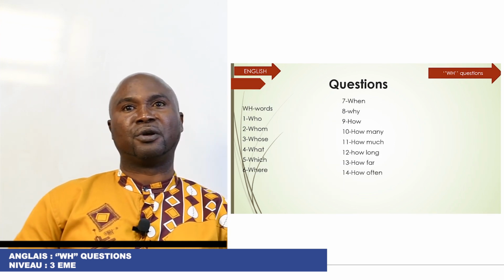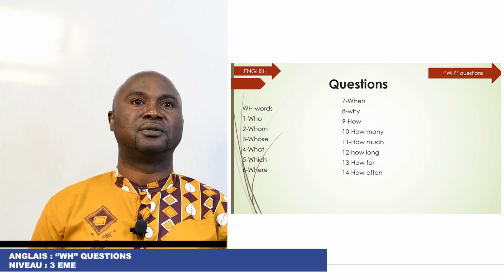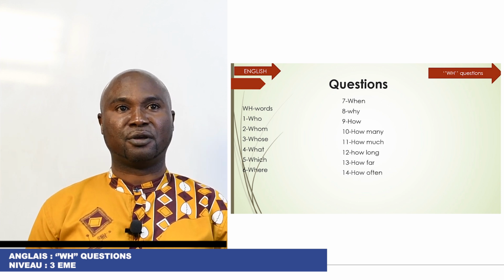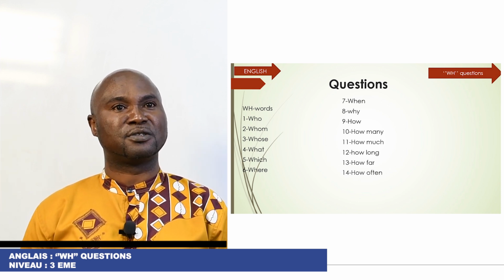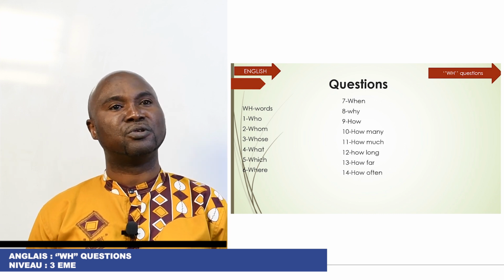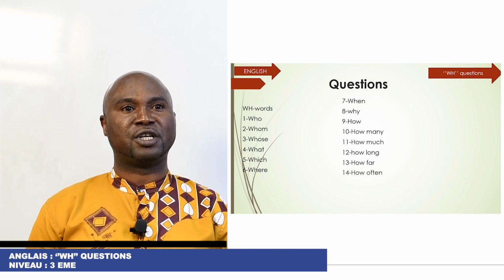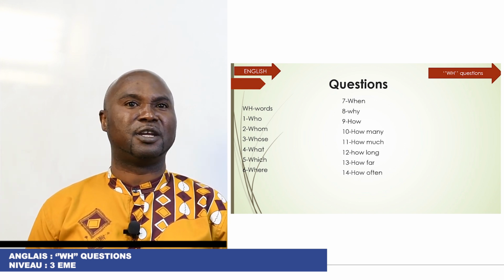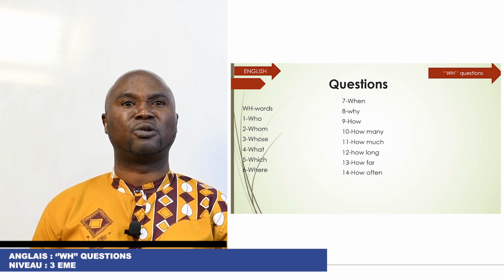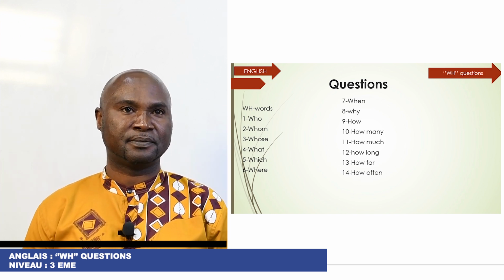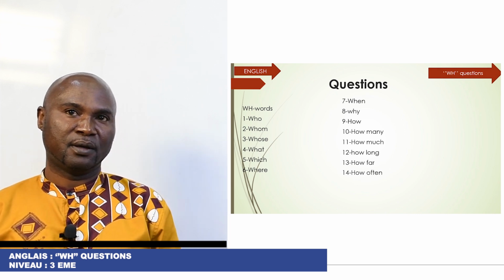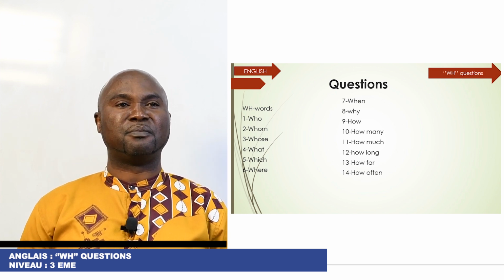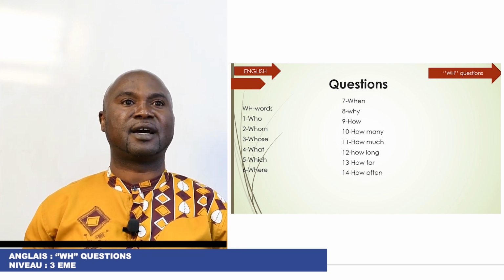Here we have interrogative words, or WH questions. Who, whom, whose, what, which, where, when, why, how many, how much, how long, how far, how often. So match these interrogative words with a meaning on the right side.